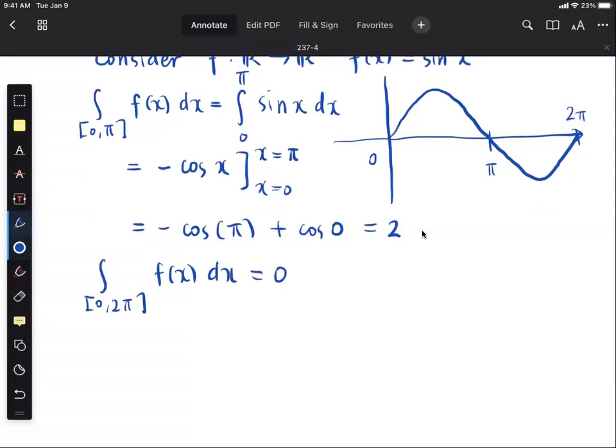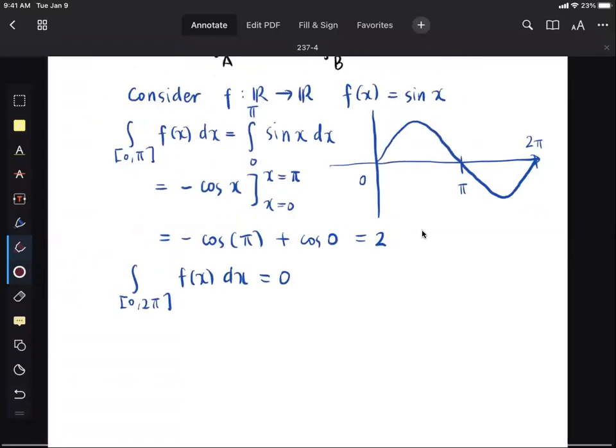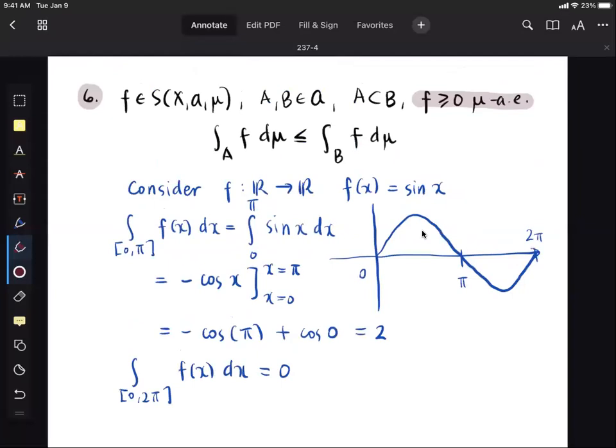Okay. So take note that here the area below, which you can think as the area, which is the same as the area of this above, will cancel. Okay. So that's a counterexample, or this is an example where you cannot relax or remove this condition here. So non-negativity is important for this property.